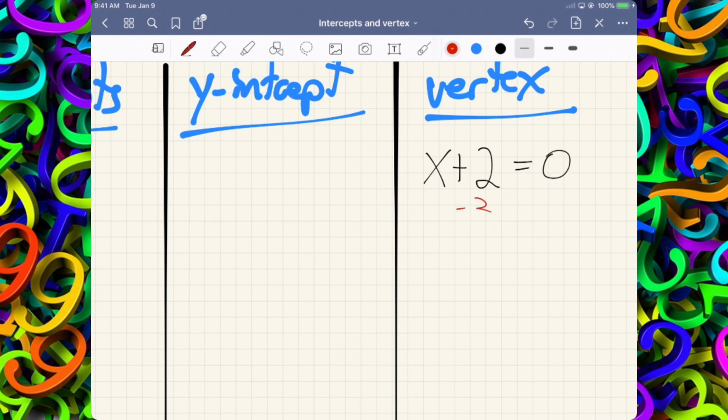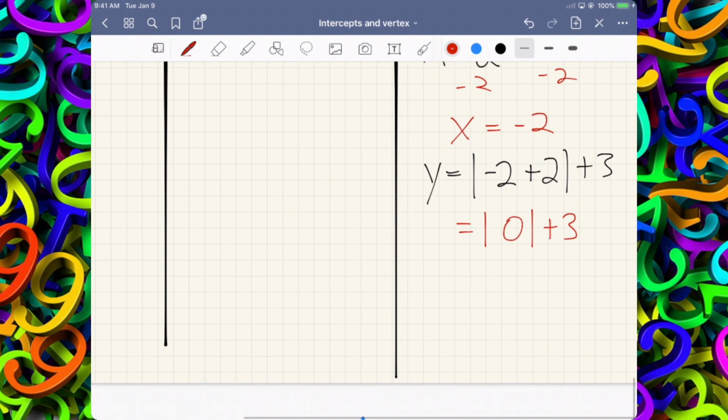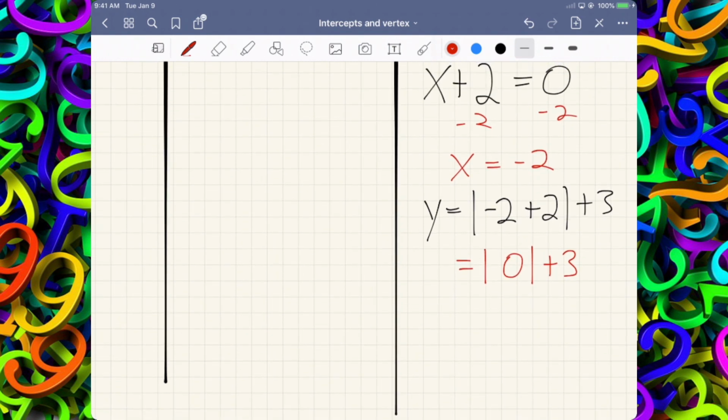So we subtract 2 from both sides of the equation, and we get x equals -2. Second, we're going to take that value and plug it back into our original equation. So we get y equals the absolute value of -2, because that's our x value, plus 2 plus 3. Now we just need to evaluate. We get y equals the absolute value of 0 plus 3. The absolute value of 0 is 0, and 0 plus 3 equals 3.